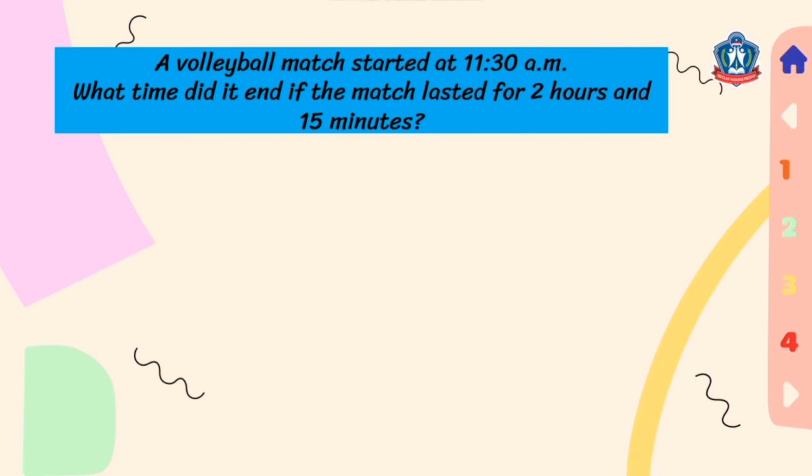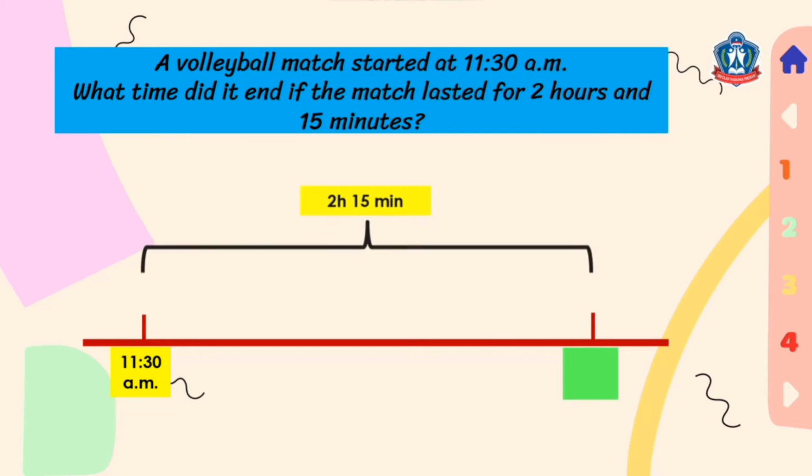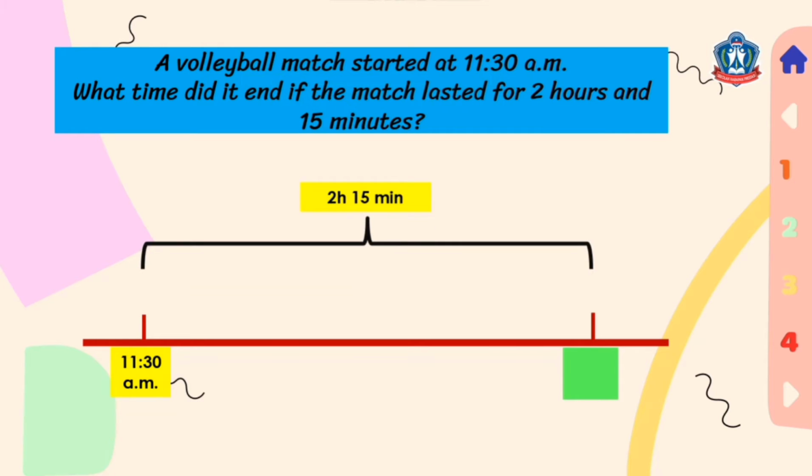Another problem. A volleyball match started at 11:30 a.m. What time did it end if the match lasted for 2 hours and 15 minutes? So we are looking for the time. We have 11:30 a.m. It started at this time. And the time interval is 2 hours and 15 minutes. So what time did it end? All we have to do is add 2 hours and 15 minutes to 11:30 a.m.